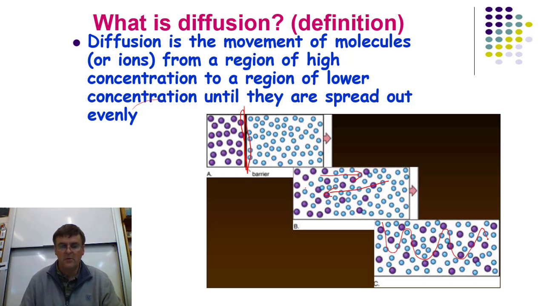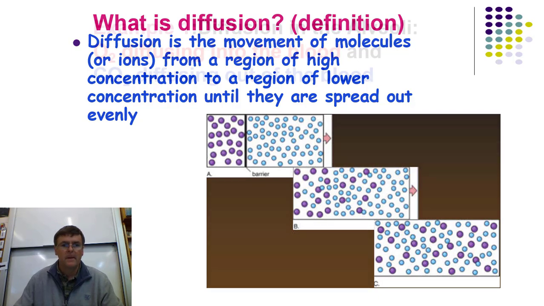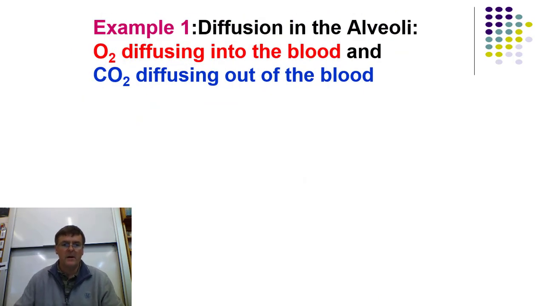And as you can see here in the middle diagram, diffusion is happening in both directions. It doesn't just involve one thing, it can happen in both directions. So some examples of that.